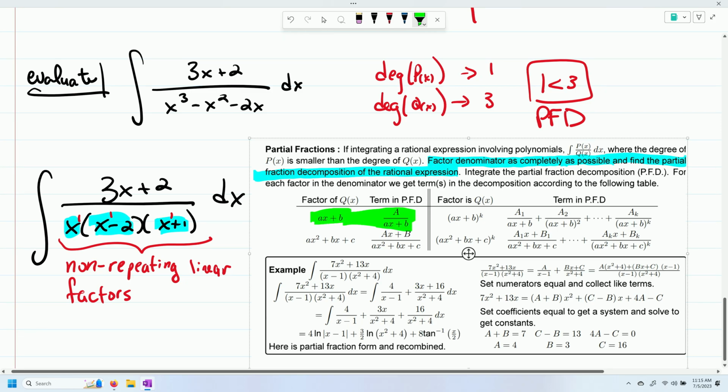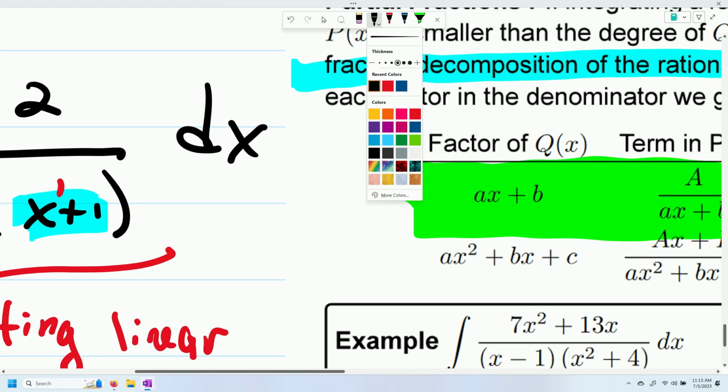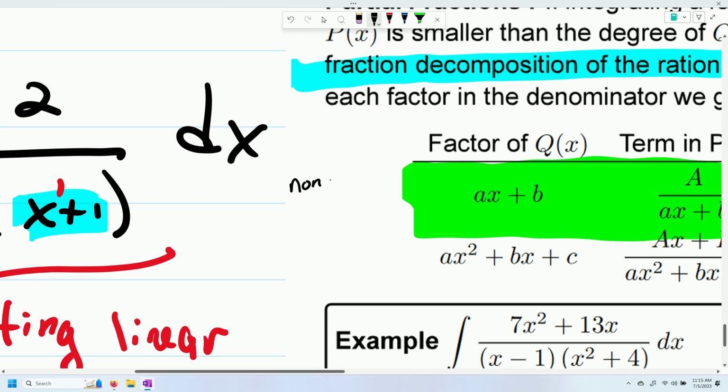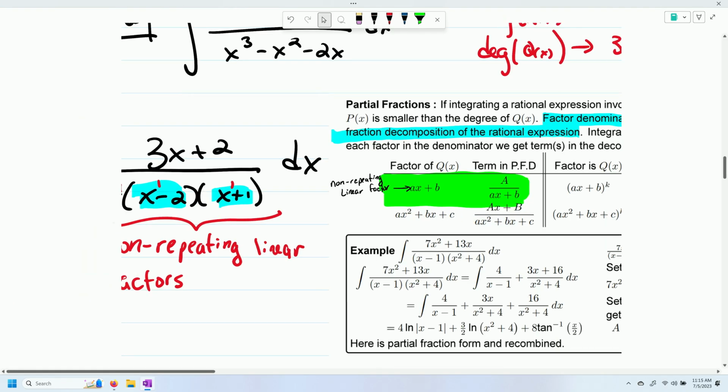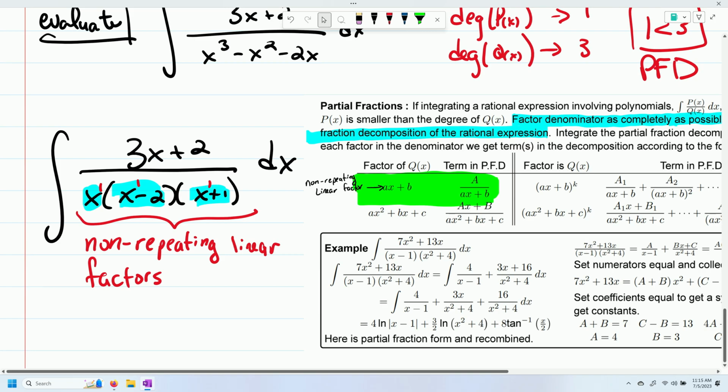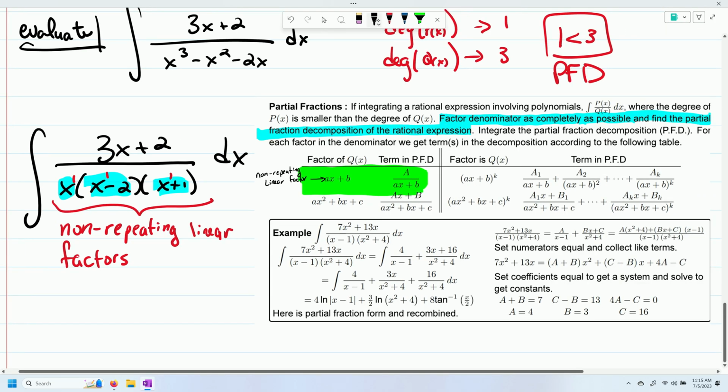So this very first option, if you want to put a little note, and I definitely would, here is what we call a repeating linear factor. All right, zoom out a little bit more. There we go. I think that looks okay. It's good enough for government work for now.